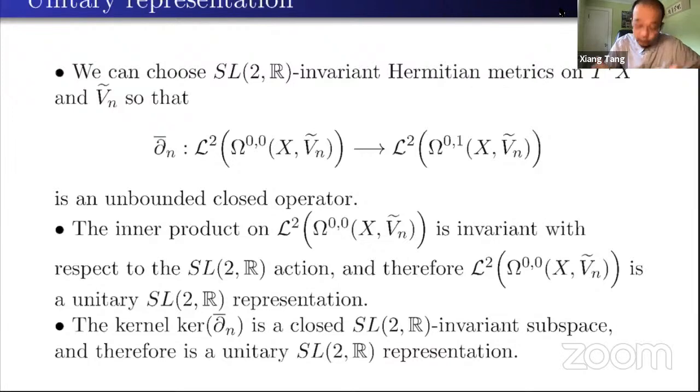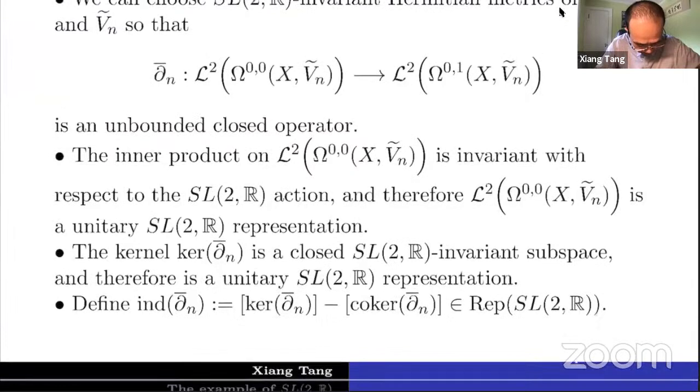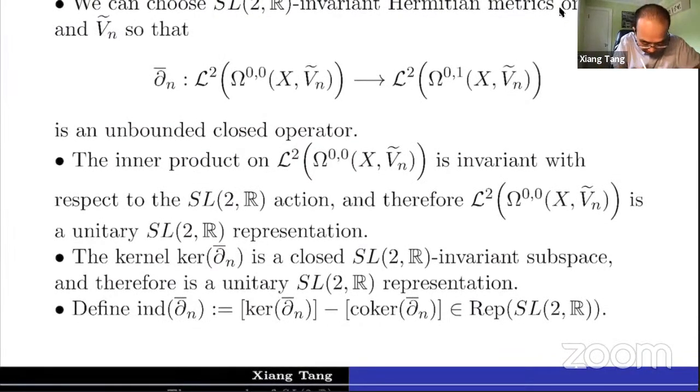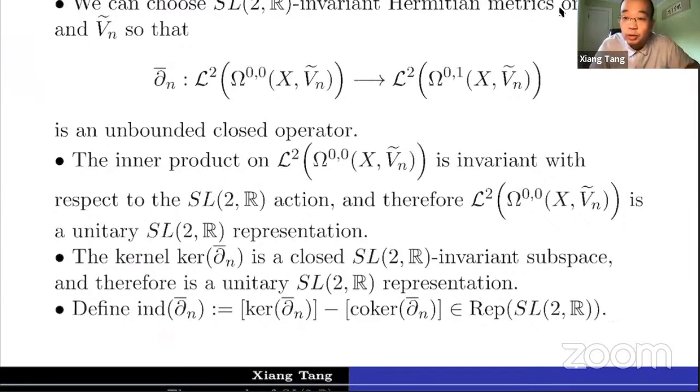So that's where the representations come into play, and also the type of representations. They are unitary representations, infinite dimensional unitary representations. So now we can define our index, tentatively, as a difference, an element in the representation ring. We can consider the isomorphism classes of unitary representations and then take the formal difference.